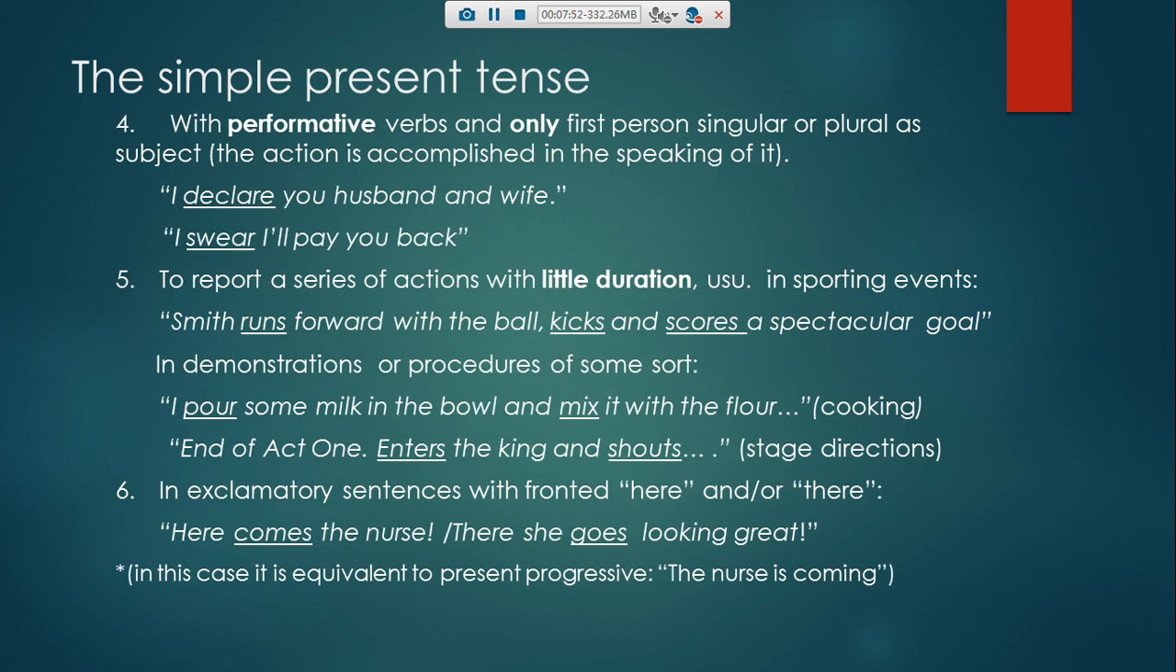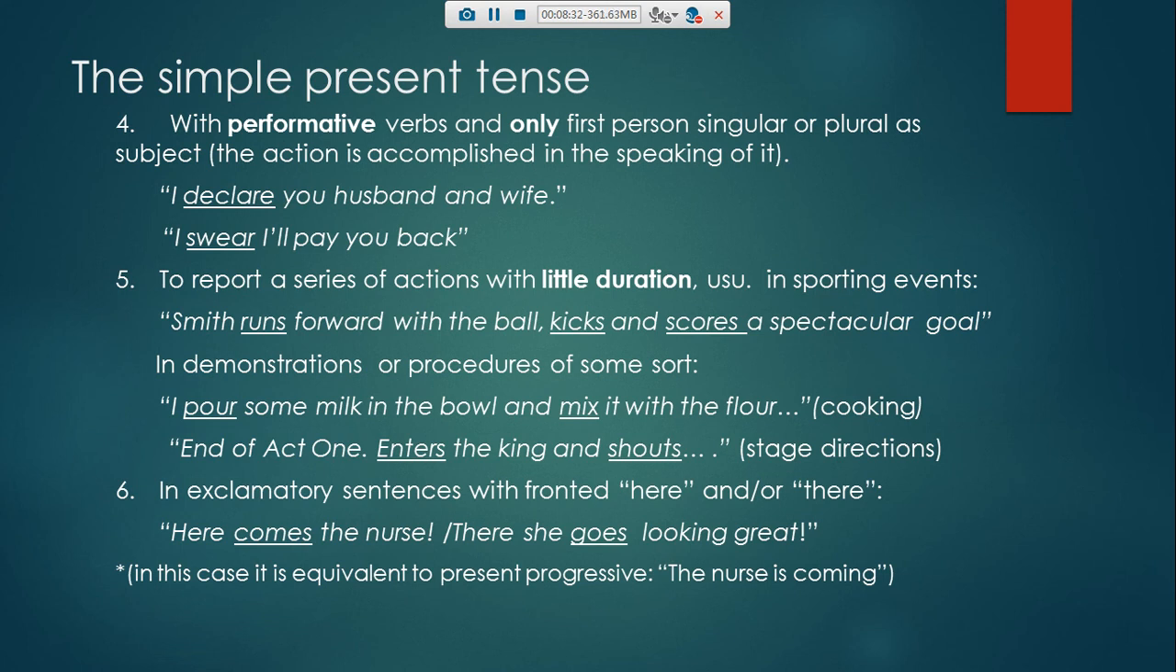Number 4, the simple present tense is used with performative verbs and only first person singular or plural as subject. What is a performative verb? A performative verb is a verb that implies that the action will be accomplished in the speaking of it. That is to say, if a priest wants to marry someone, he should pronounce the words, I declare you husband and wife. If he does not pronounce that in the simple present tense, he's not marrying them.